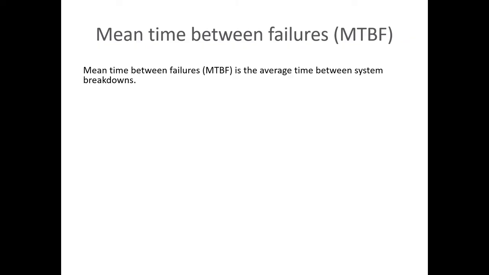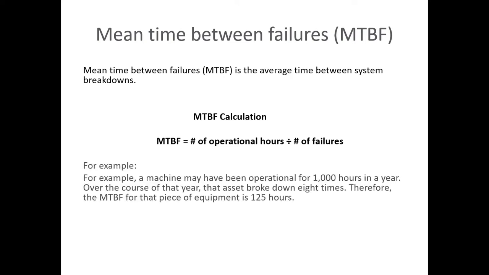Mean time between failure is the average time between system breakdowns, and how you calculate it is the number of operational hours divided by the number of failures, and your result will be in hours. So for example, if a machine has been operating for 1,000 hours in a year, and over the course of that year the asset, the machine, broke down 8 times, therefore, the mean time between failure for the piece of equipment is 125 hours.